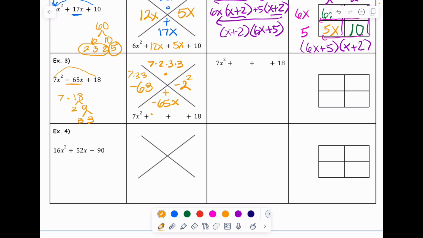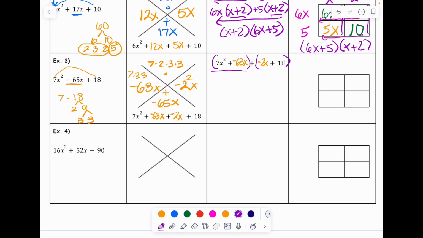Now, they're both negative, so it doesn't really matter. And we would have the x, right? Because we have a common term. It doesn't matter which one goes where because they're both negative. So if we put negative 63x here and negative 2x here, we're ready to factor by grouping.